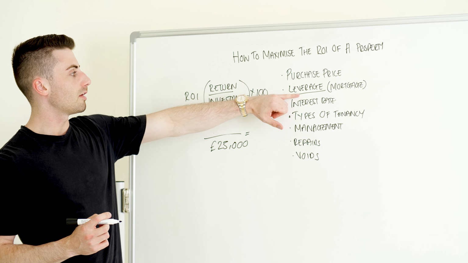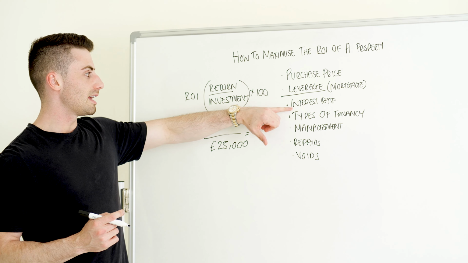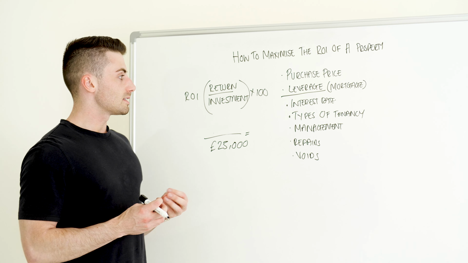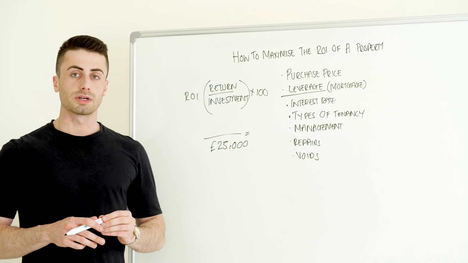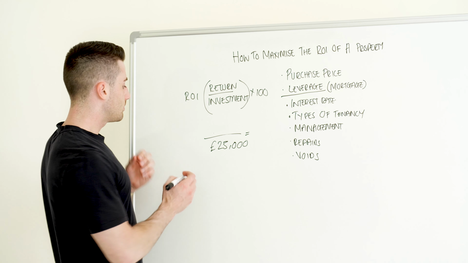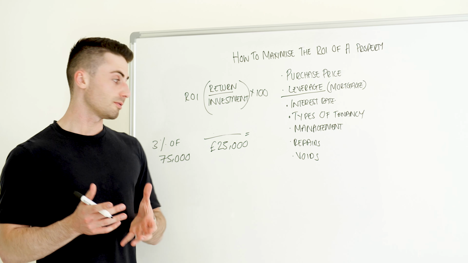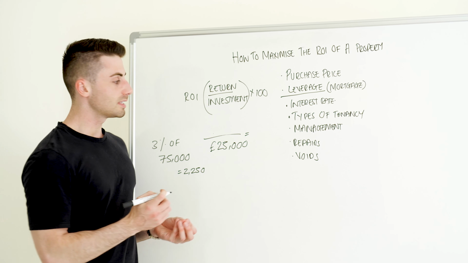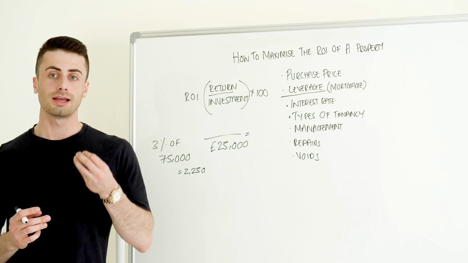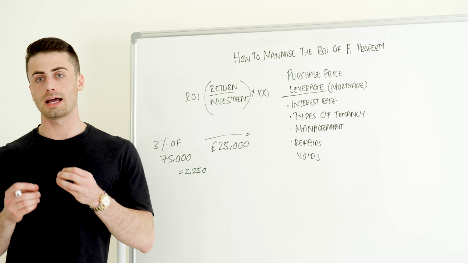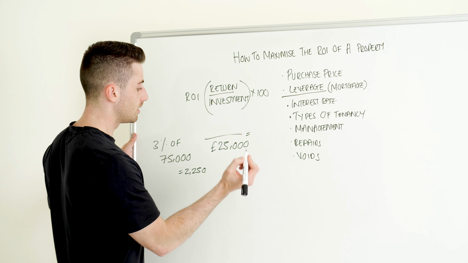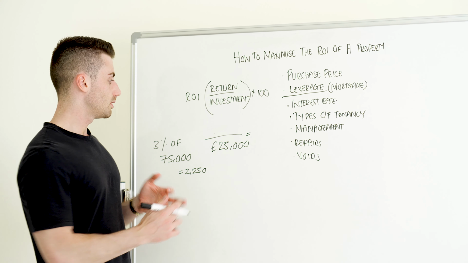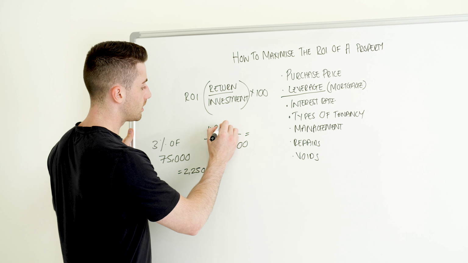Now, because we've taken out a mortgage, we also got to bear in mind there's now going to be interest rate on that mortgage. So let's work on the basis of a 3% interest only mortgage. So 3% of £75,000 is 2,250. And then we have to take that away from the 7,200 annualized rent, which comes in at 4,950. So after we've paid the interest rates from the gross rental income, we're walking away with 4,950.